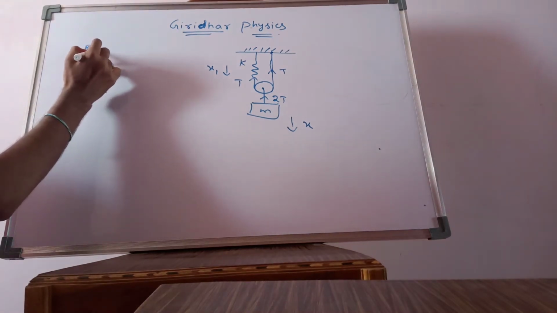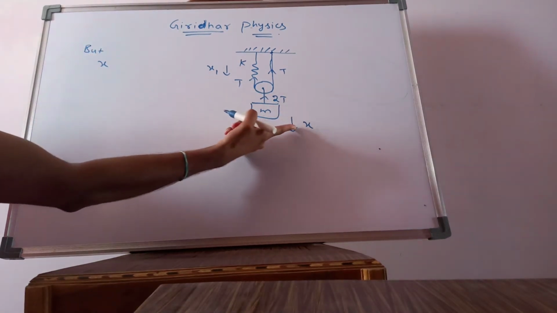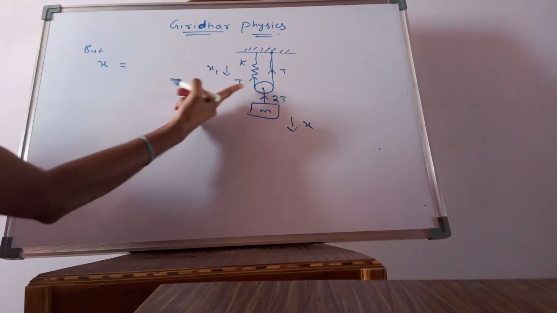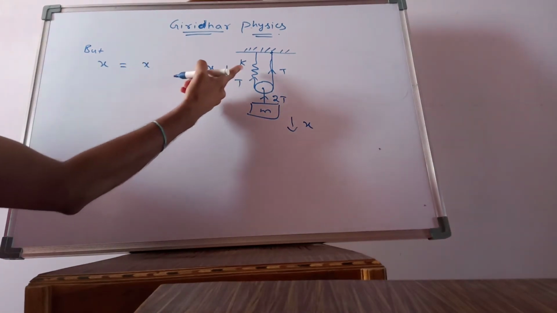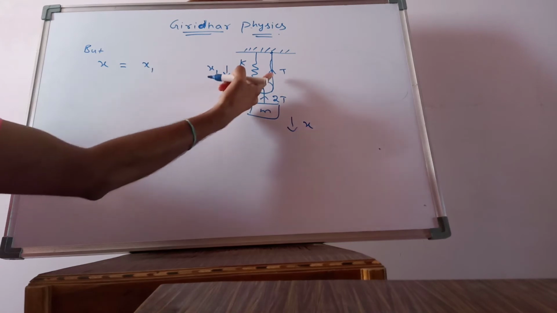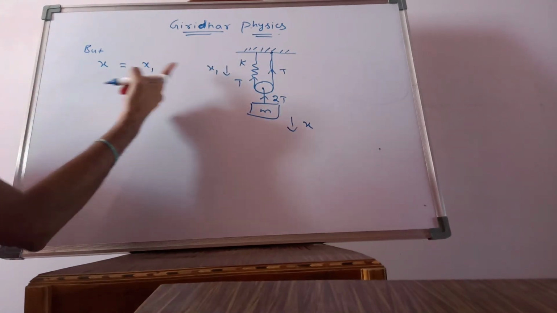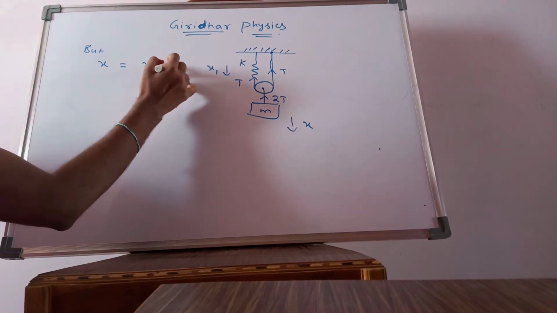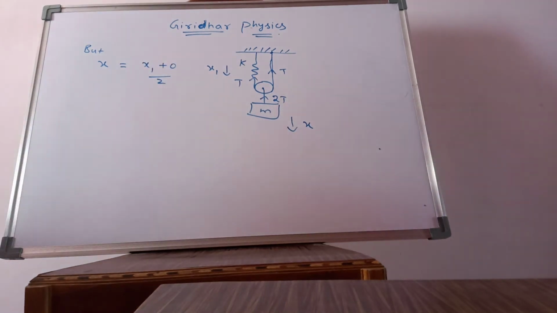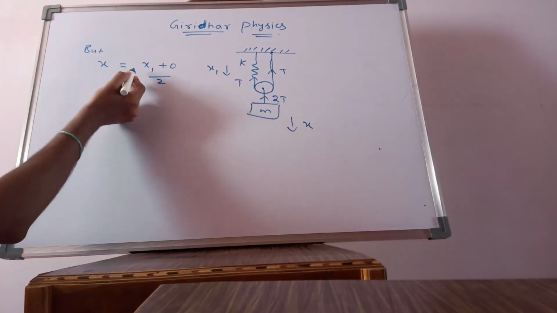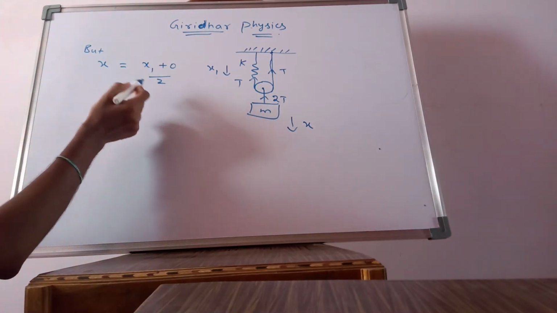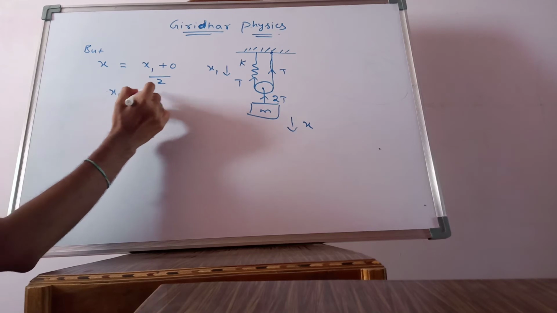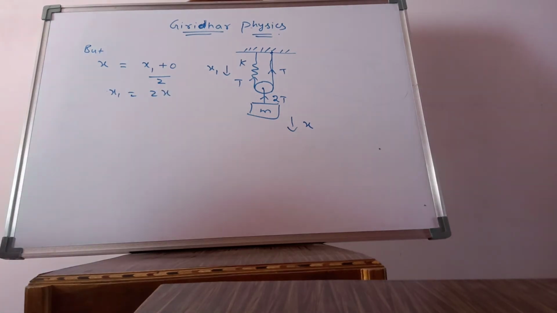Correct? The displacement of the pulley, which is the same as the displacement of the block, is equal to the average of the displacements of the wires. This one is the spring, and the displacement of the spring is x1. What is the displacement of this wire? 0. So divided by 2. Understand? I hope you understand. Are you clear, students? Therefore x is equal to (x1 plus 0) by 2. So x1 is equal to 2x. What is x1? Displacement of the spring.